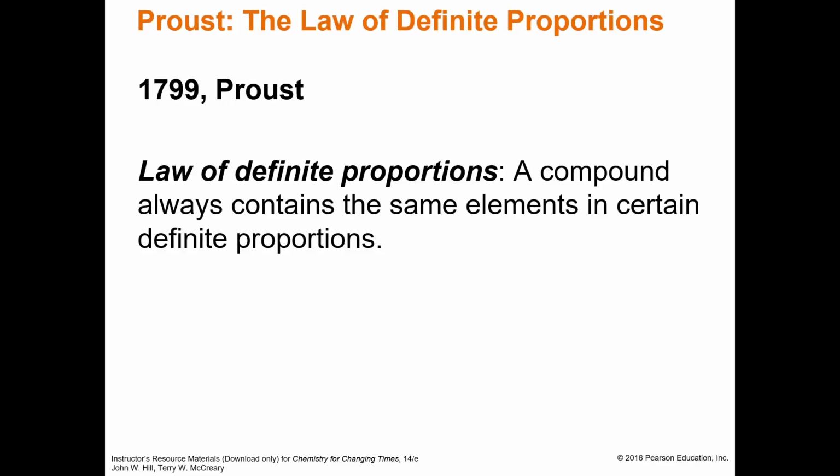In 1799, Proust had the law of definite proportions. So a compound always contains the same elements in certain definite proportions. Now that's very nice because the law actually says exactly what it means. So the name and what it means are the exact same. And that's a really nice thing that happens in chemistry: we always try to name things exactly what they are. So if you ever hear the naming in chemistry, it is what it says.